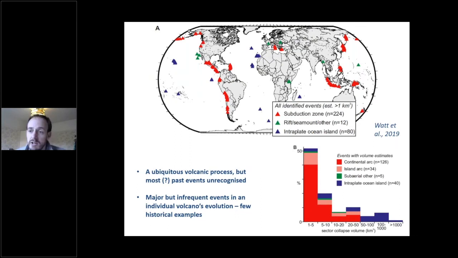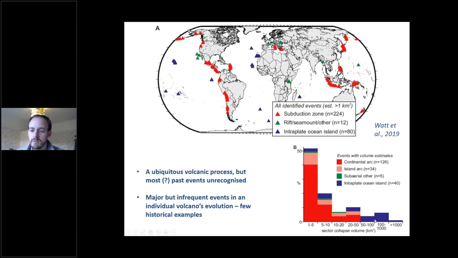We have knowledge of and have identified these types of deposits offshore many volcanoes in all tectonic settings, and this is shown on this global map here. Essentially, when one studies a volcano and starts to look for evidence of these types of processes, there is generally evidence that these types of instabilities have developed, and they are a typical part of the life cycle of volcanic structures.